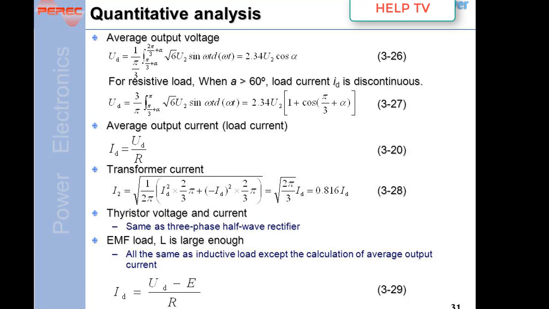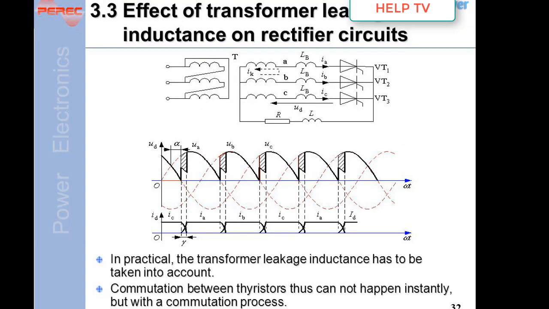3.3 Effect of transformer leakage inductance on rectifier circuits. In practice, the transformer leakage inductance has to be taken into account. Commutation between thyristors thus cannot happen instantly, but with a commutation process.